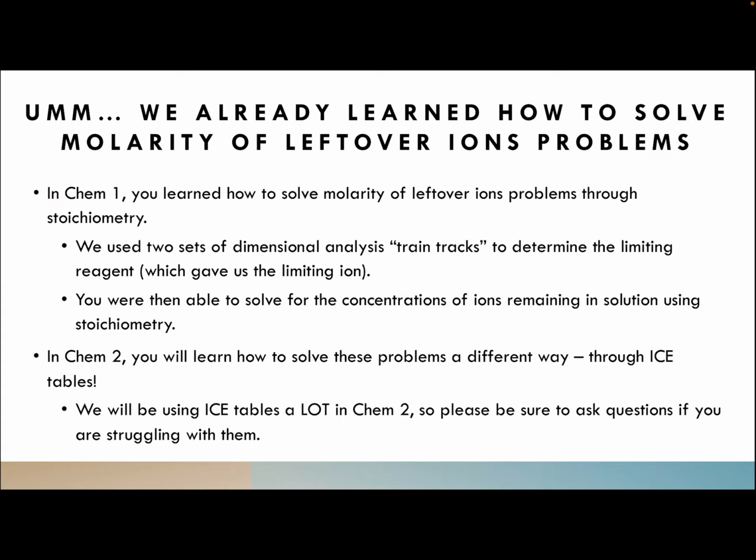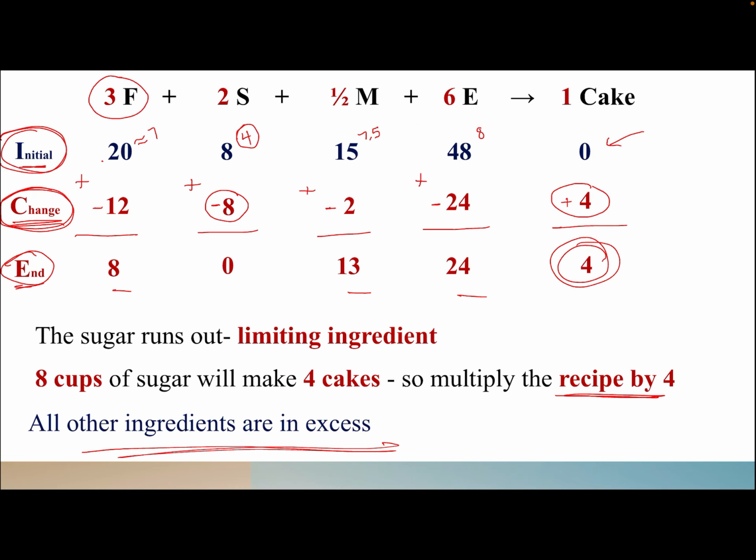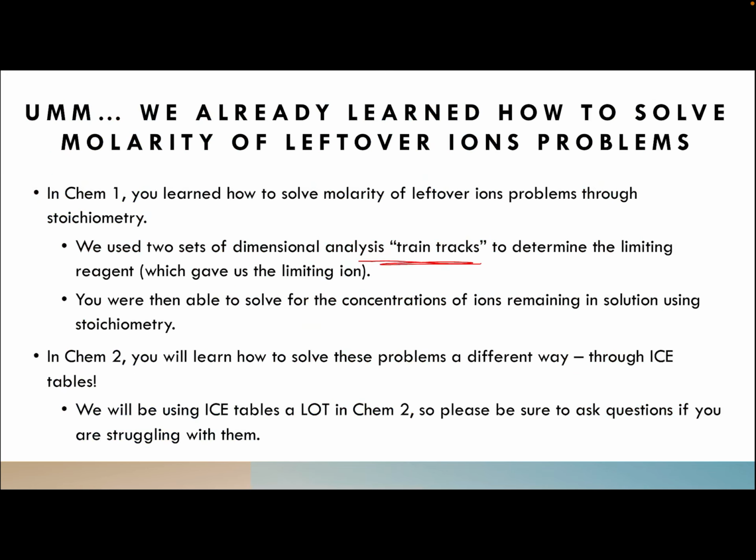So like I said, we already learned how to solve the molarity of leftover ions problems. And like I was saying before, we used these 2 sets of dimensional analysis or train tracks to determine the limiting reagent. But as you can see, it's really easy using these ice tables because it will literally say 0. That one's limiting. It ran out, right? It's really easy to see. And so these are really helpful. So we used this to figure out the amount of product that could be formed from our limiting reagents, the amount of ions that were left in solution, all kinds of good stuff.